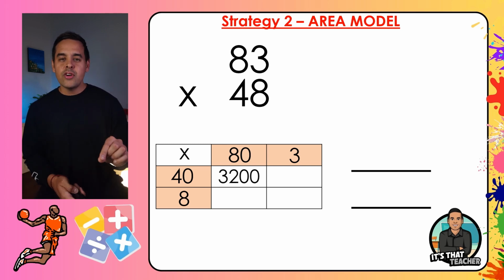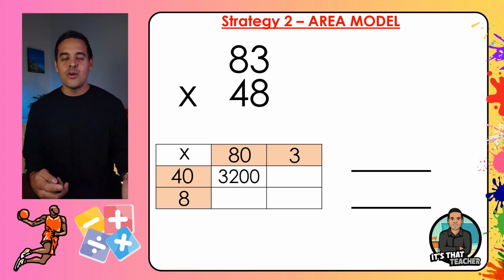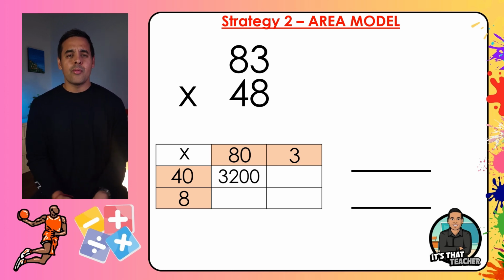So a little trick here is 4 times 8 is 32. If you add the zeros later, it's going to give you the answer. So if you get rid of the zeros at the start, 4 times 8 is 32, add the zeros back, you're going to get 3,200. That's an easy way to do that.